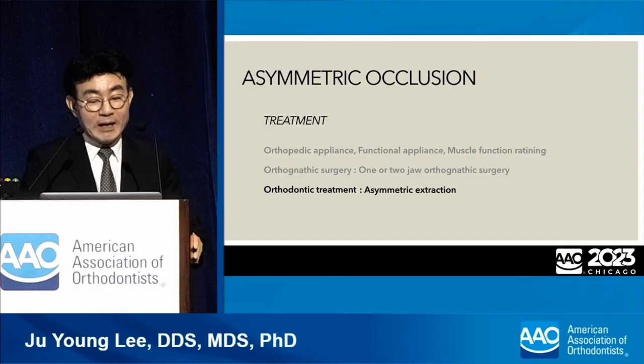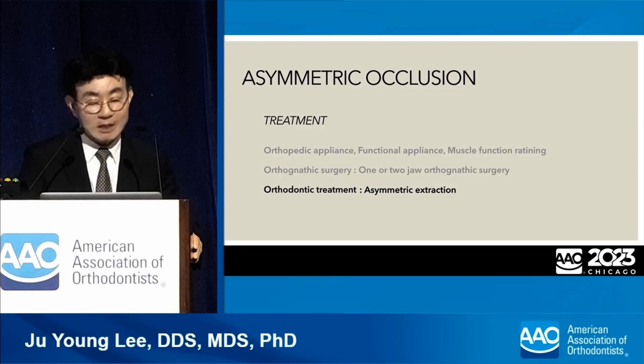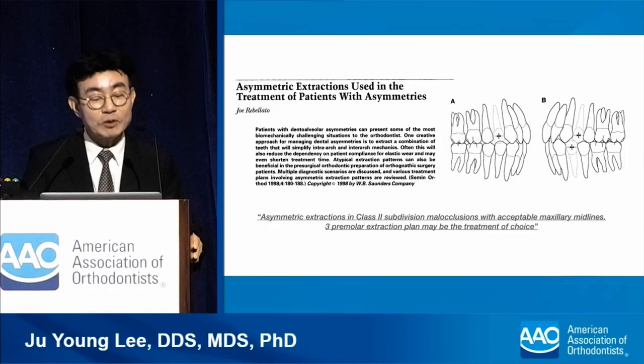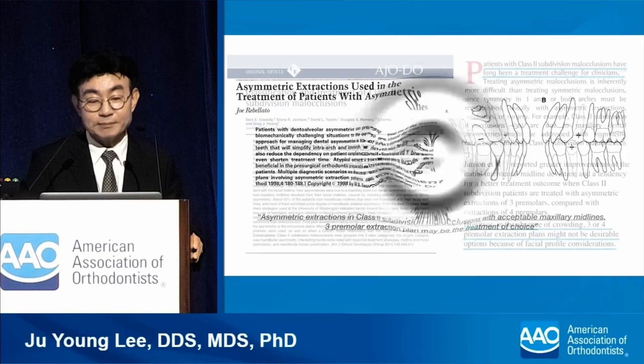First, asymmetric tooth movement through asymmetric extraction can be considered. Joe Lebellato had explained the treatment of asymmetric extraction for asymmetric patients, and a 3 premolar extraction could be the treatment of choice in order to simplify intra-arch and inter-arch mechanics in class 2 subdivision malocclusion.